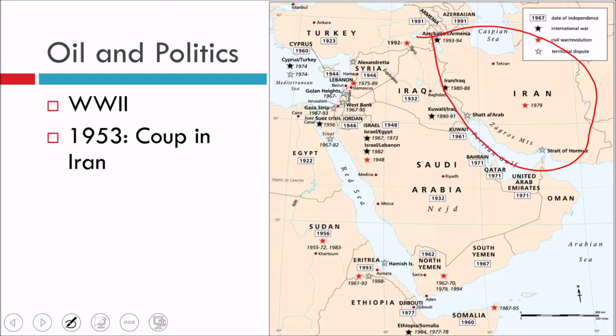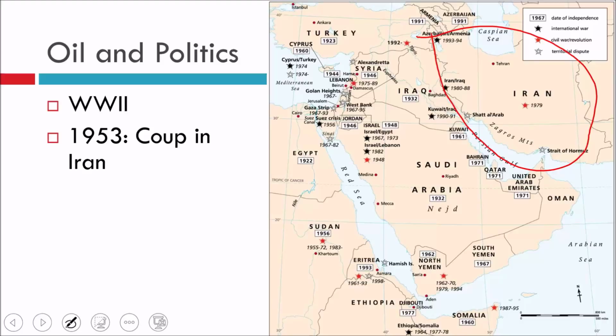He becomes prime minister in 1951 on the platform that he is going to nationalize the oil industry, which means he will take over all the oil fields and claim them as Iranian property and kick Britain out of Iran.